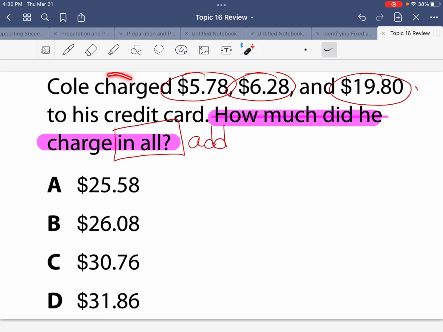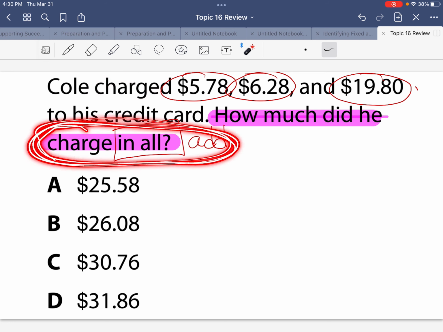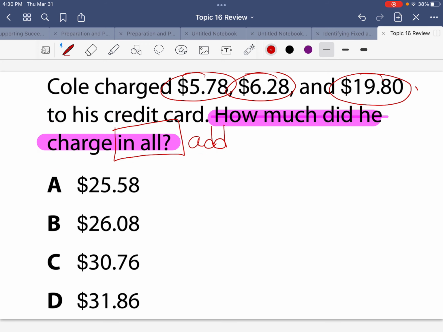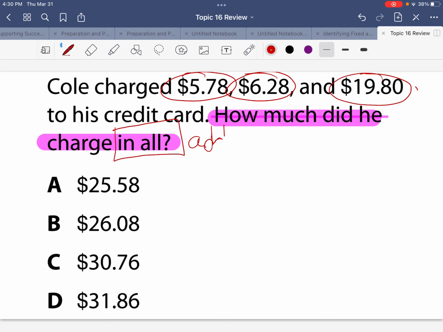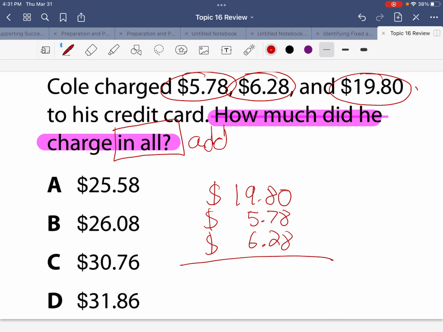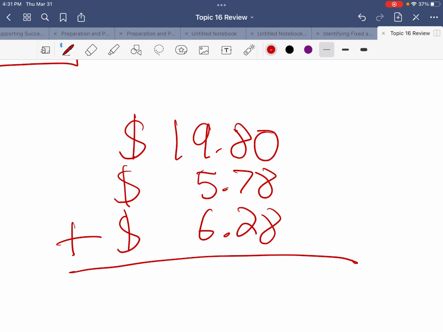Okay? So even though he charged it, it says how much did he charge in all? They want to know everything that he charged together. So I'm going to add these. $5.78, $6.28, and, whoops, let me make this better. So $19.80, $5.78, $6.28. Okay, I didn't align my numbers correctly, so I had to start over. So remember, if you don't align them correctly, you need to start over.